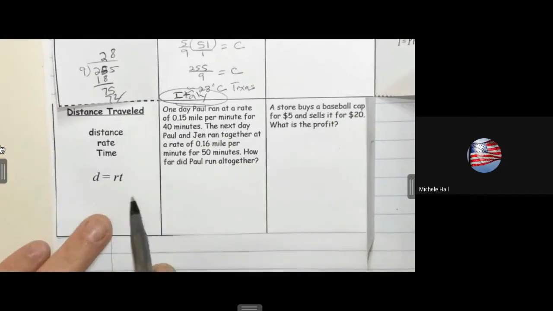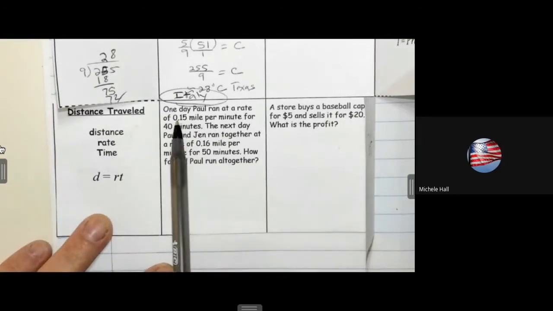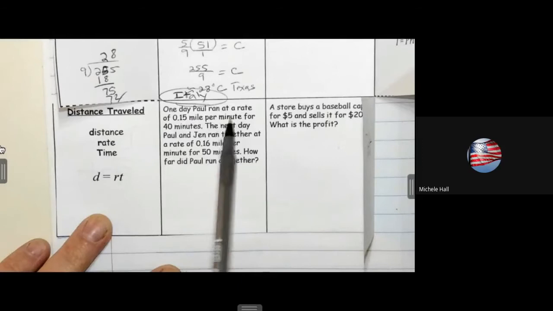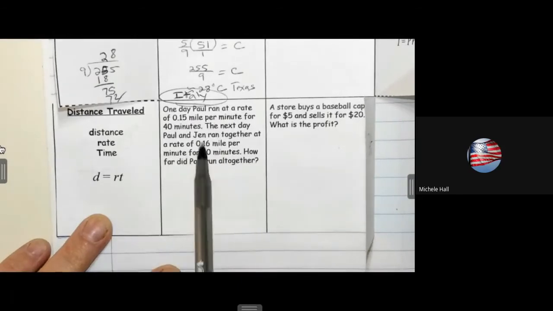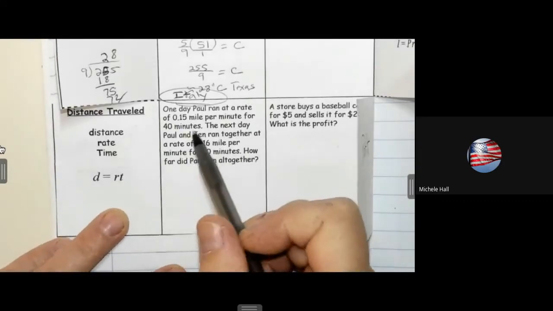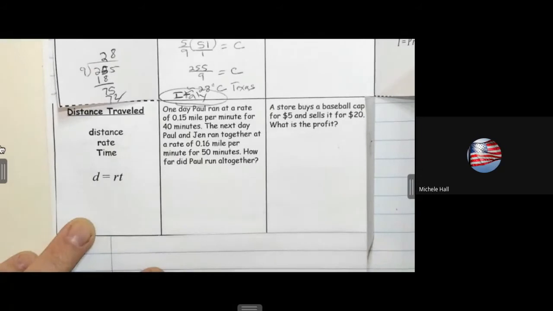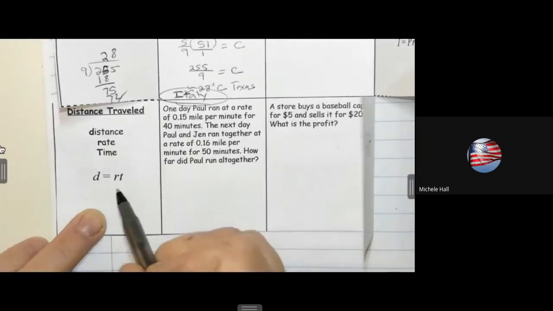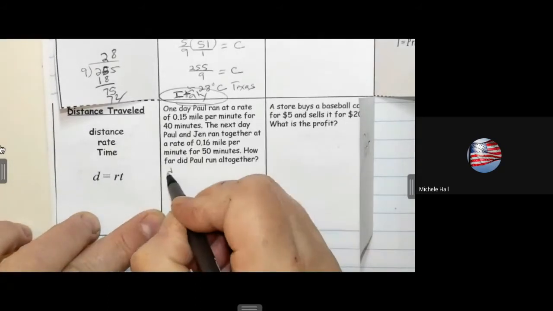So if I look at my formula, where would 0.15 of a mile per minute go? Is that distance? Is that rate? Is that time? That's how fast the person's going, so that would be the rate. And then 40 minutes, is that distance or time? That's time. So we have rate and time. So I'm going to start with that.